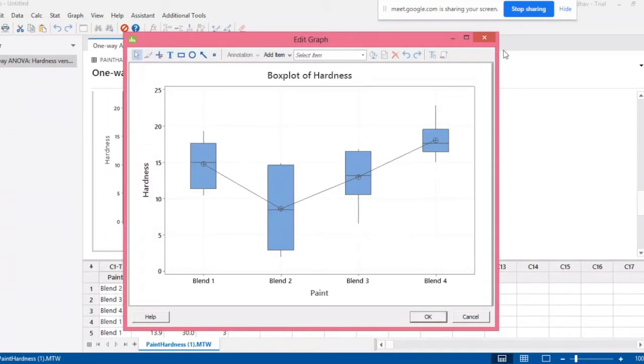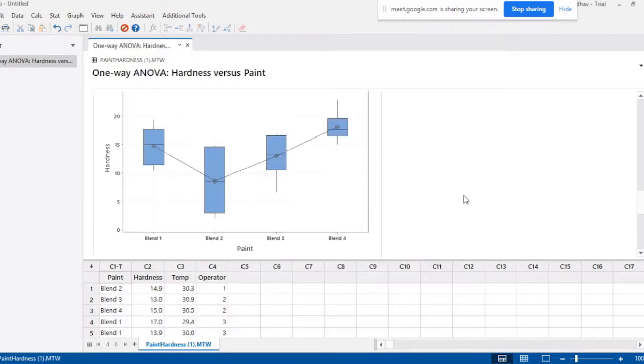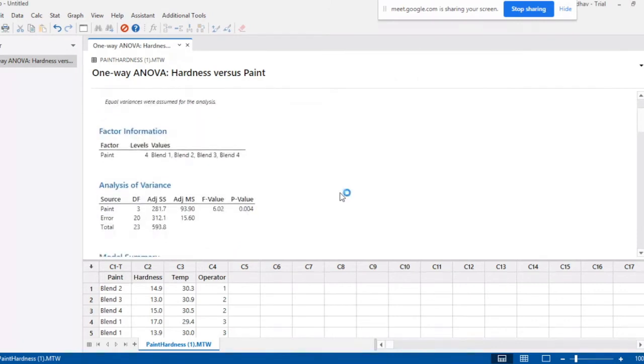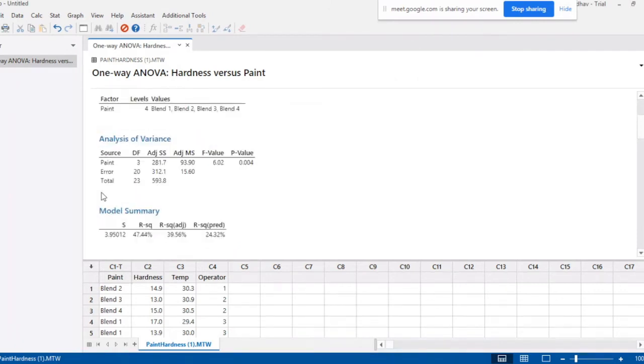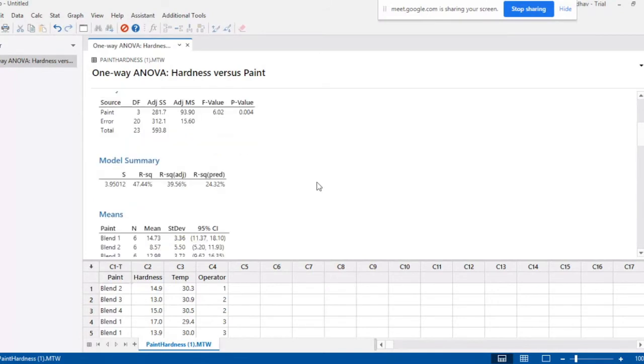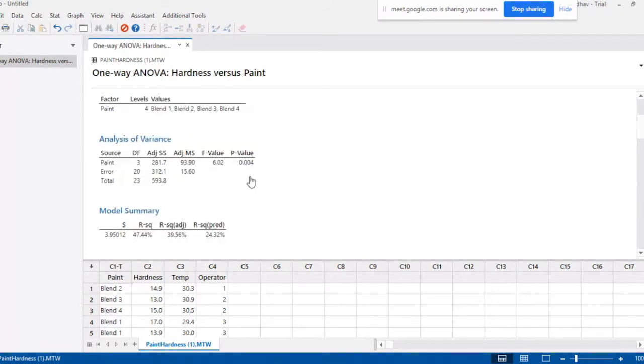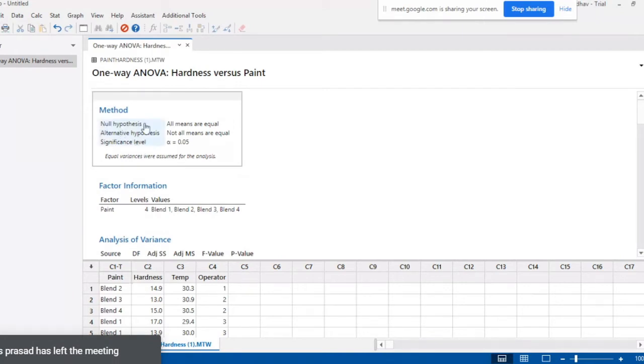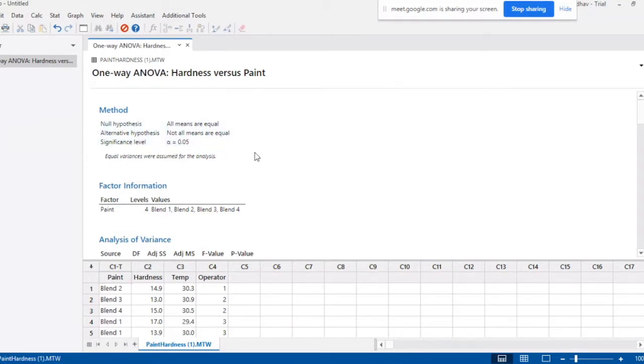Now we go to the session window. So this is the ANOVA table. Now here we can see the p-value is less than 0.05. As the p-value is less than 0.05, we will reject H0, that is the null hypothesis, that all means are equal. We will reject the null hypothesis and accept the alternate hypothesis, that all means are not equal.